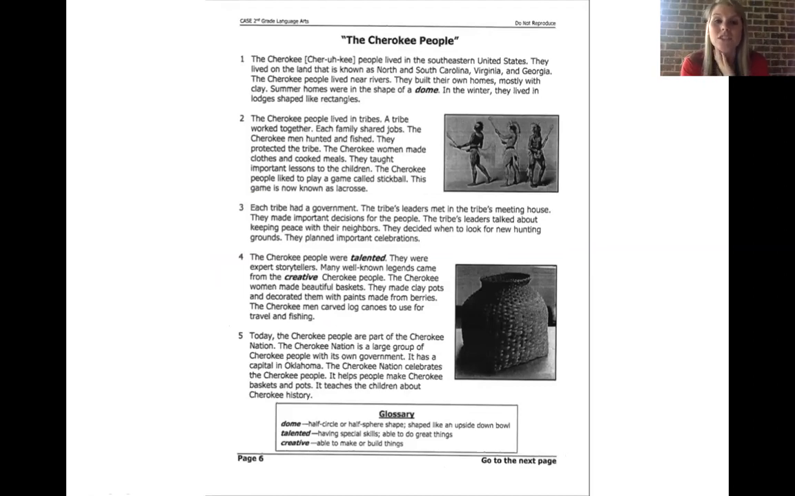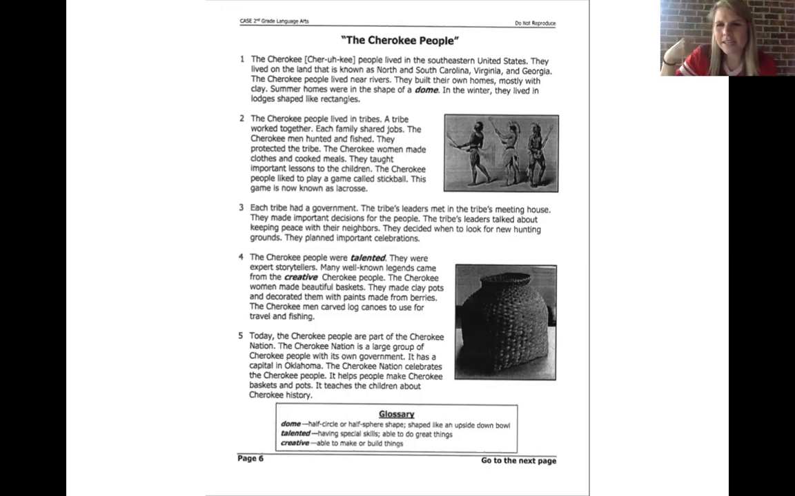Okay, so this passage is called The Cherokee People. The Cherokee people lived in the southeastern United States. They lived on the land that is known as North and South Carolina, Virginia, and Georgia. The Cherokee people lived near rivers. They built their own homes, mostly with clay. Summer homes were in the shape of a dome. In the winter, they lived in lodges shaped like rectangles.